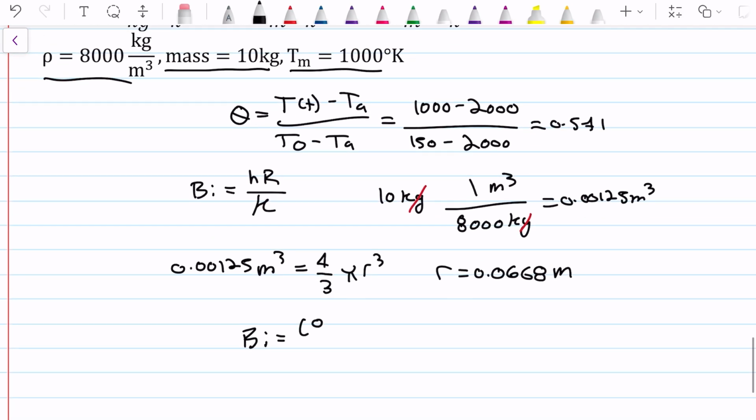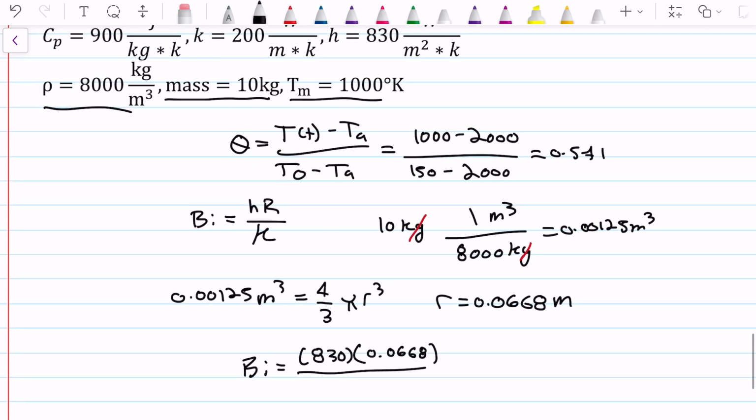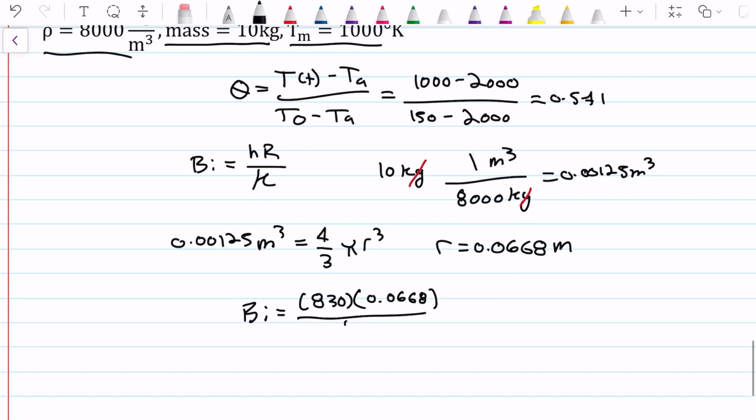H is 830, radius is 0.0668, K is known, 200. 830 times our radius, all over 200, is 0.2773.